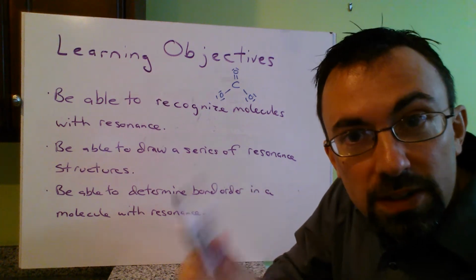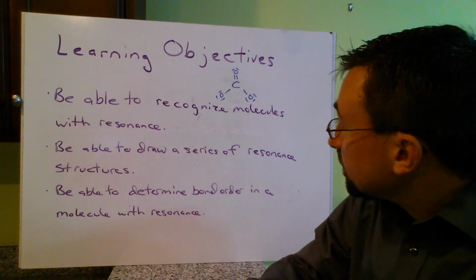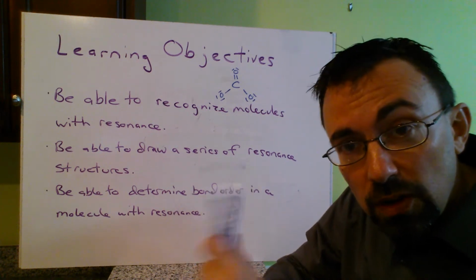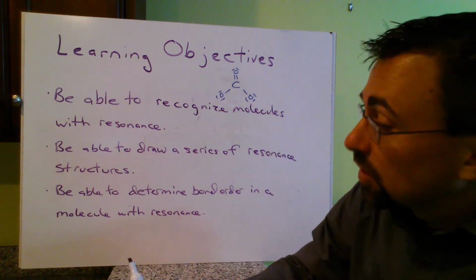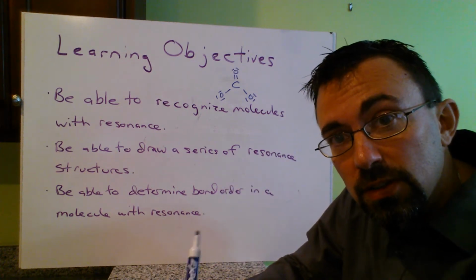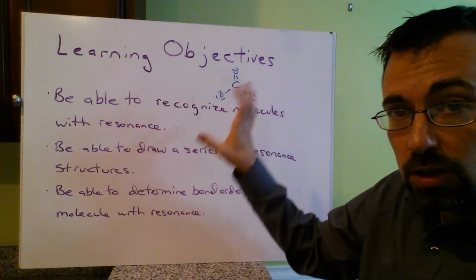Now, what if I were to tell you that all the bonds in carbonate are identical? And furthermore, what if I were to tell you all the bonds in carbonate are longer than a double and shorter than a single? They look like there's something in between. This would imply that this picture is totally wrong.